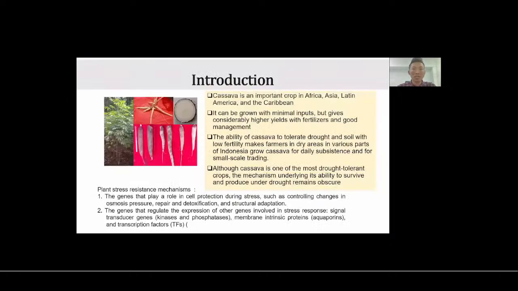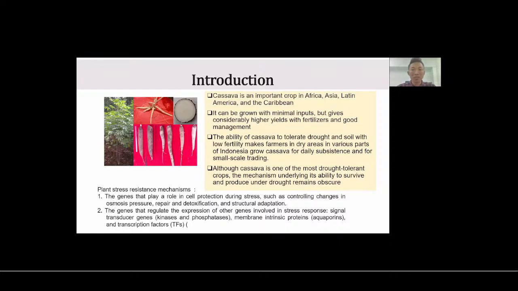Introduction. Cassava is an important crop in Africa, Asia, Latin America, and the Caribbean. It can be grown with minimal inputs, but gives considerably higher yields with fertilizer and good management. The ability of cassava to tolerate drought and soil with low fertility allows farming in dry areas in various parts of Indonesia, for daily subsistence and for small scale farming.